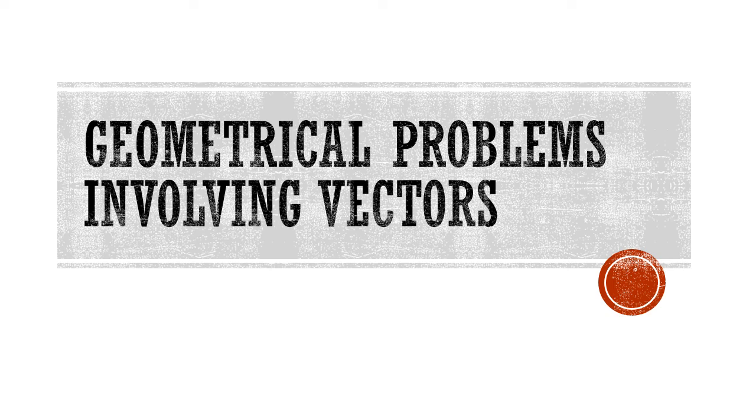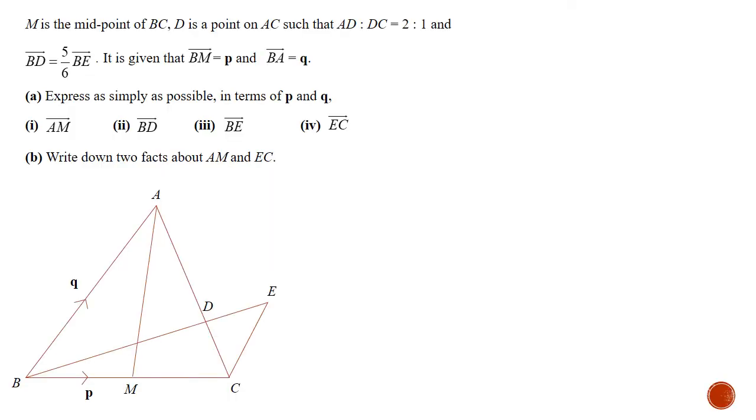In this video, we are going to learn how to solve geometrical problems involving vectors. To solve geometrical problems involving vectors, we have to first transfer all this information into the diagram below so that it will be easier to solve later. Now, vector BM is given by vector P and vector BA is given by vector Q. And this information here has already been annotated for us. Next, we will need to transfer the rest of the information below.